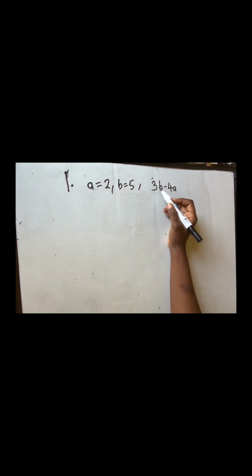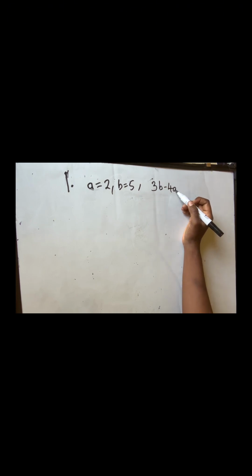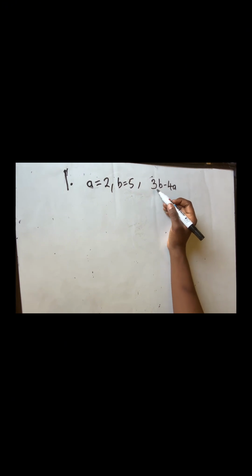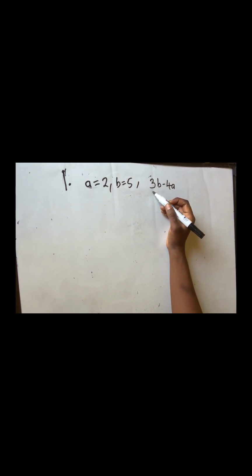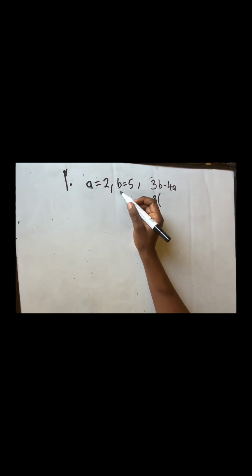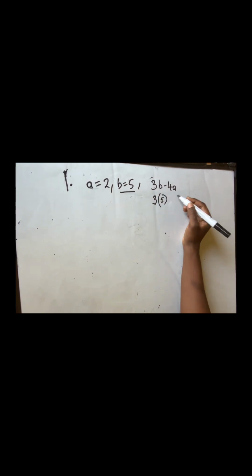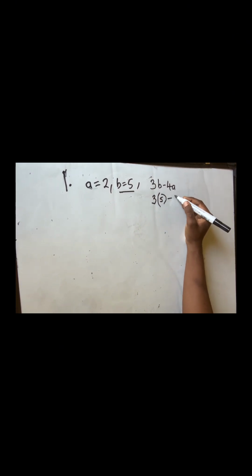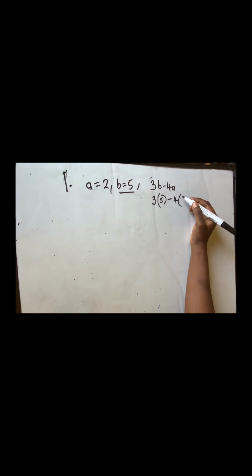So when you have 3b, there's no sign between the number and the letter. It means they are multiplying. We have to multiply 3 and b to get 3b. In the case of 4a, we multiply 4 and a to get 4a. All right. So when we say given that A is 2 and B is 5, find the value of this, it only means that where there's B, we make a substitution and replace it with the given value, which is 5. Make sure that you put the number in brackets when you substitute it, okay? When you put the number in brackets, it means you're multiplying the two numbers.